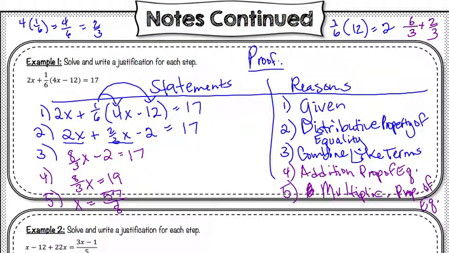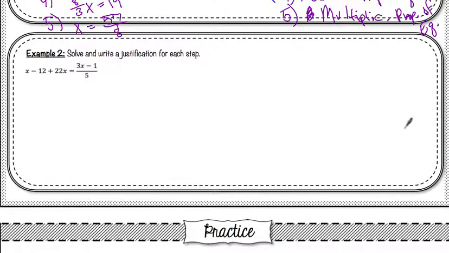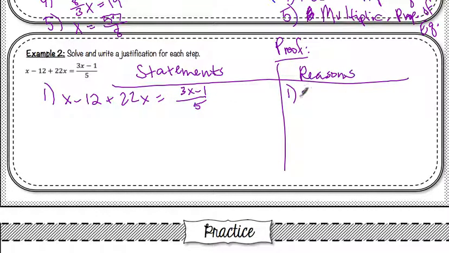Okay, so we have done the first example. Here's the second one. We are going to solve this and write a justification for each step. So we'll start again with statements and reasons. Okay, and the first statement is you write down the equation. And the first reason is given.